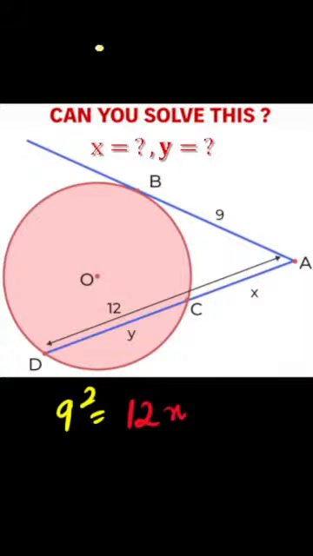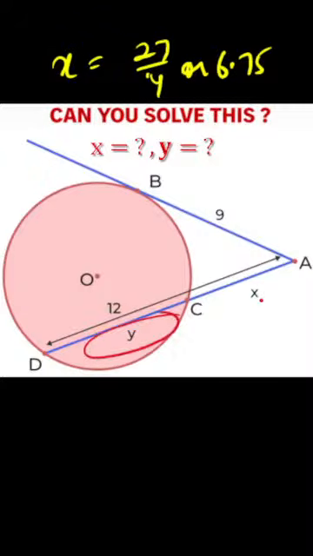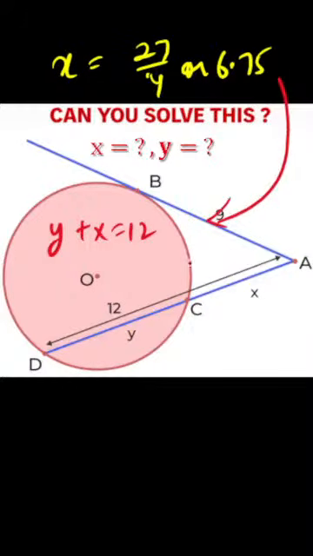Now this is going to give me 12x is equal to 81, and I can get the value of x as 81 by 12, which on simplification is going to give me 27 by 4, or 6.75. Now once you solve for x, it is clearly visible that y plus x is equal to 12. Substitute the value of x here, and you'll be getting the value of y as 5.25, or in fraction it could be 21 by 4.